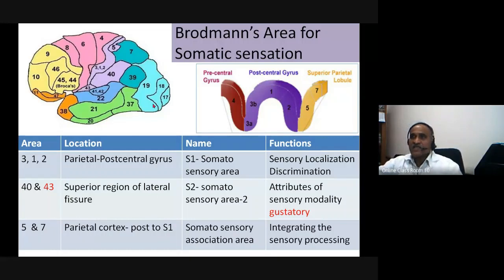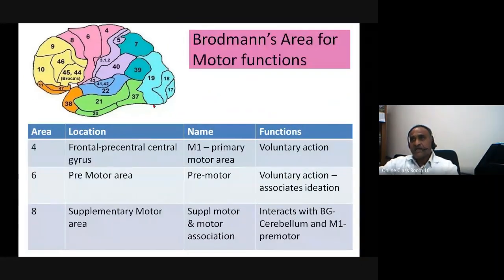After seeing somatic sensation, this is one of the important things: all the time we say that the fibers reach areas 3, 1, 2 in the parietal cortex, posterior to the central sulcus. That is where all the sensory modalities reach. Then comes the Brodmann's areas for the motor functions. I have changed the color here, and it matches these areas: 4, 6, and 8. These are the Brodmann's areas concerned with motor functions.